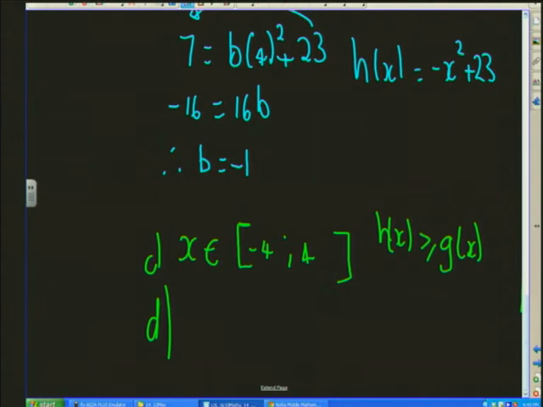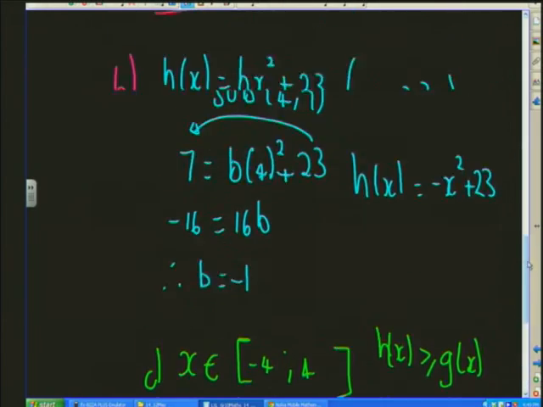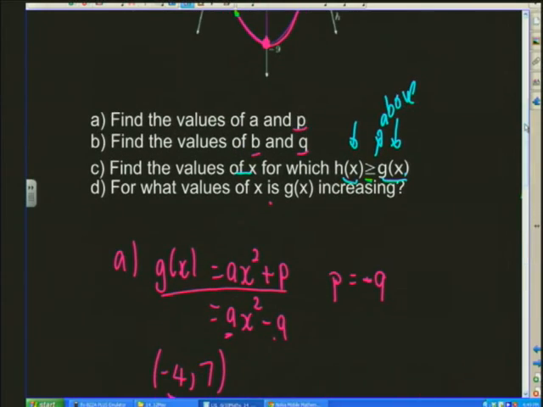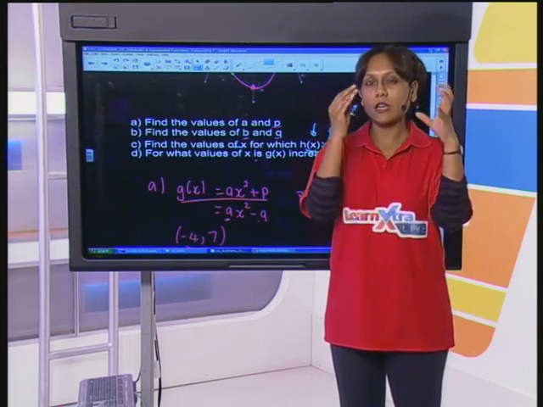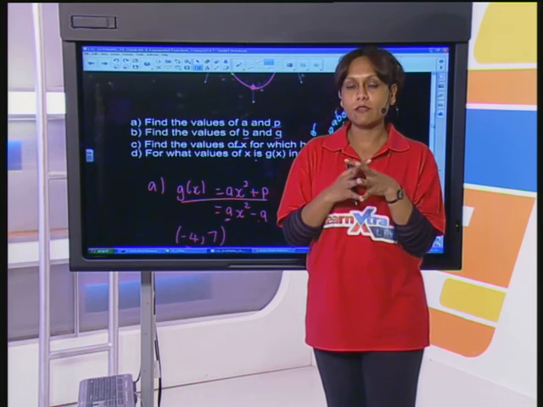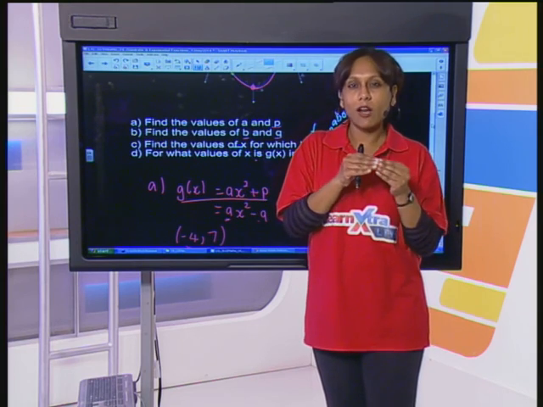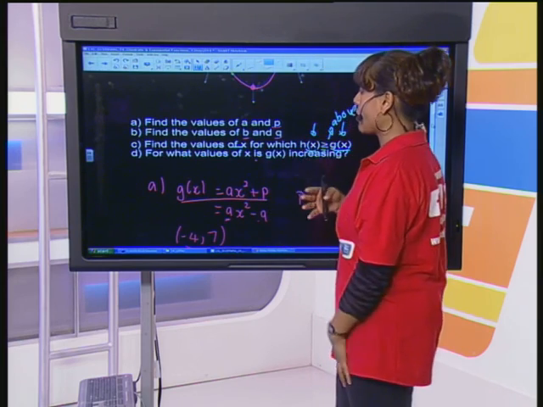Now part D. And you'll notice when we ask you these questions, for what values of x is g of x increasing, when you give your answers, guys, it needs to be in terms of x. So x is an element from one point to another point. It's got to be in that form. Don't start putting y values when we say for what values of x. Okay, be very careful to answer the question.